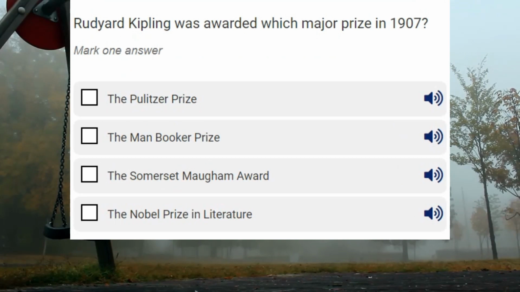Rudyard Kipling was awarded which major prize in 1907? The Pulitzer Prize. The Man Booker Prize. The Somerset Maugham Award. The Nobel Prize in Literature. Correct answer: the Nobel Prize in Literature.